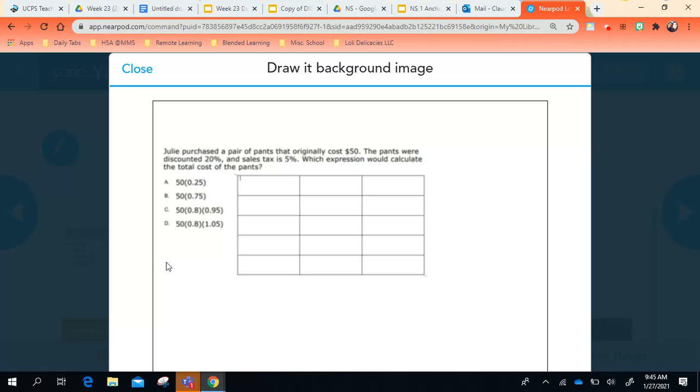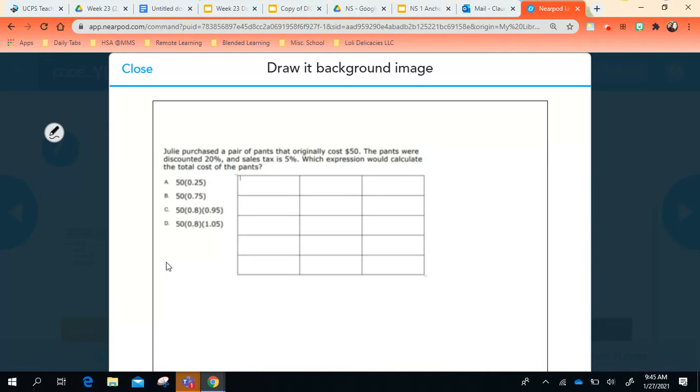So it says, Julie purchased a pair of pants that originally cost $50. The pants were discounted 20%, and sales tax is 5%. Which expression would calculate the total cost of the pants? So we're going to go through and we're going to underline. And we're going to figure out what is our step 1 and what is our step 2.